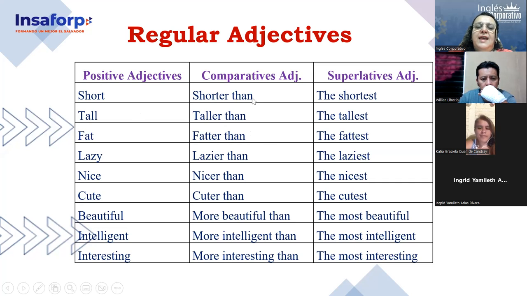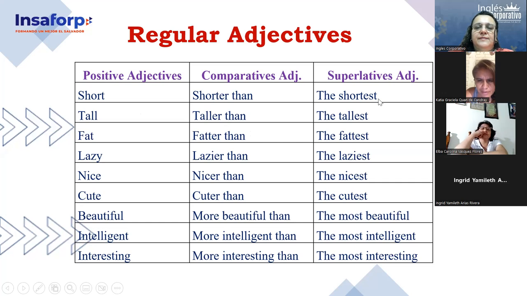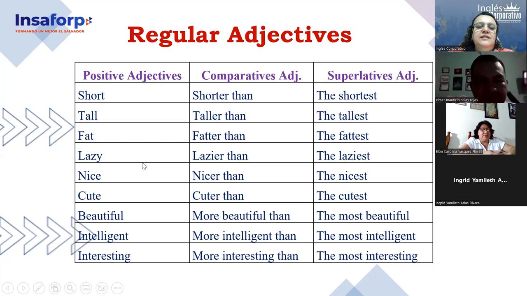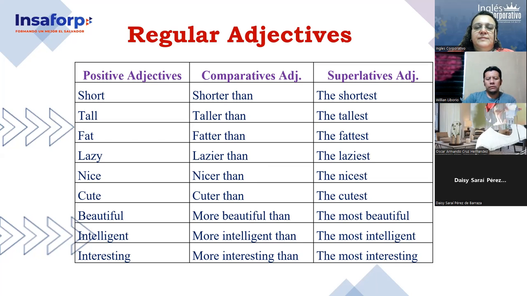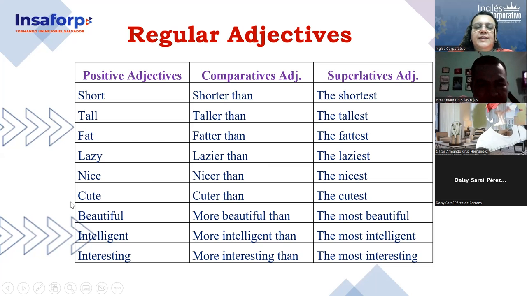For short, shorter than. Now repeat. Short, shorter than. Superlatives, the shortest. Tall, taller than, the tallest. Fat, fatter than, the fattest. Lazy, lazier than, the laziest. Nice, nicer than, the nicest.